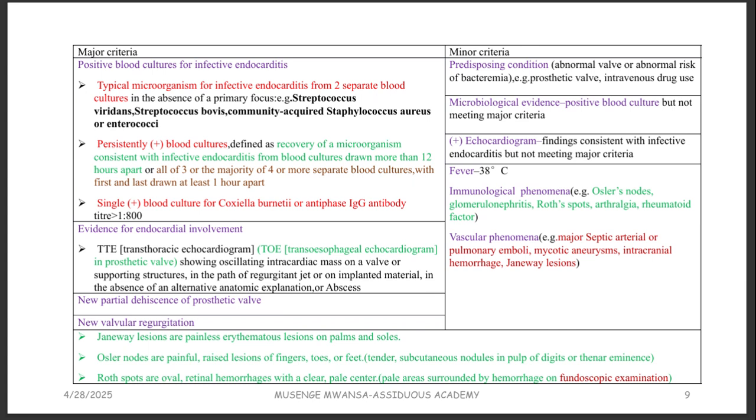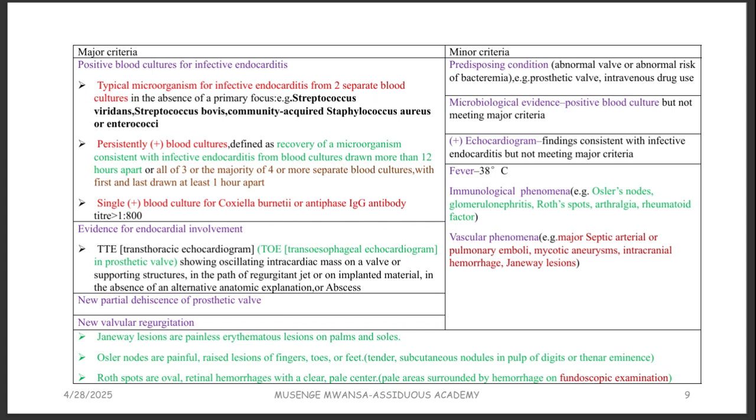That's the number one criterion. The number two criterion is evidence of endocardial involvement. You need to find out that actually the endocardium has been involved. You can do a transthoracic echocardiogram or transesophageal echo. Transesophageal echo is better for someone who has a prosthetic valve.